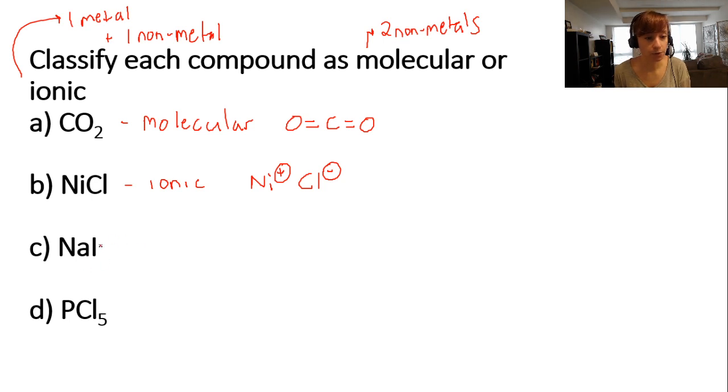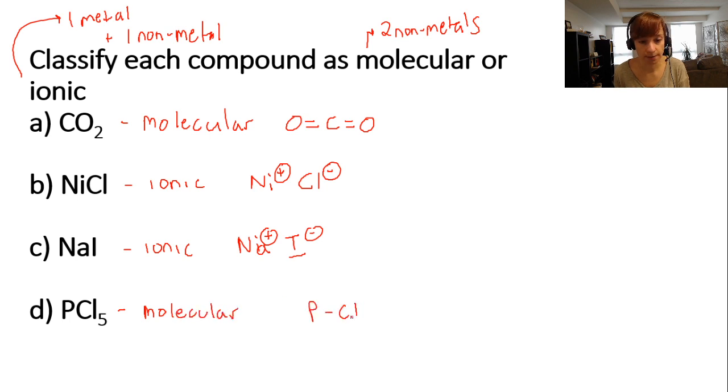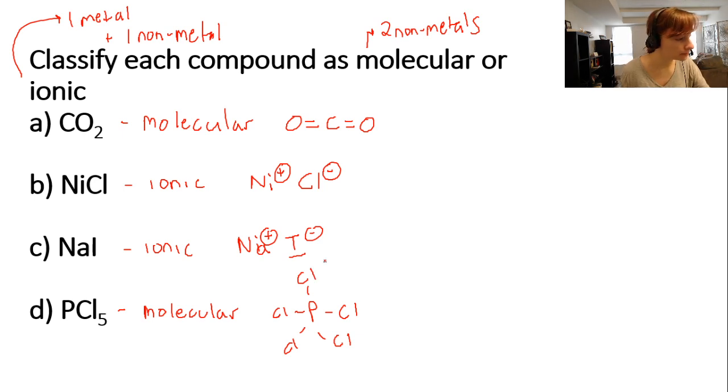So we have sodium iodide. Sodium is a metal, but iodide is a nonmetal, so this one is also ionic. So this is the ionic bond. Sodium is positively charged, iodide is negatively charged. And PCl5, as phosphorus and chlorine are nonmetals, this would be molecular. The way it would look is like this if we were to draw out the structure, with 5 chlorines. So quite a lot going on.